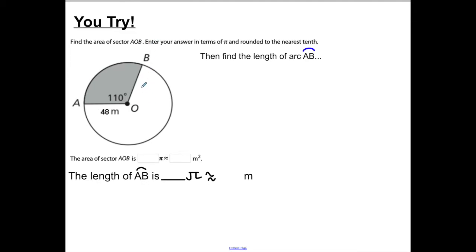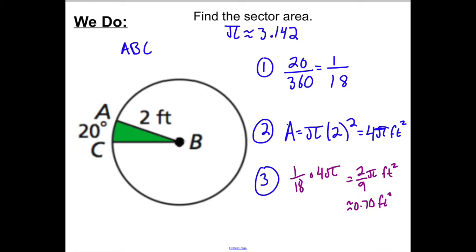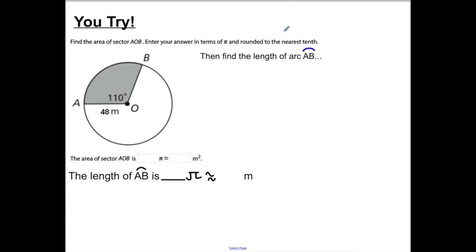What I want you to do is this. You have 110 as your angle. You have 48 as your radius. I want you to calculate the length of the arc and the sector area. You need to enter your answer in terms of pi. So write one where we leave it as pi, and another where you round it to the nearest tenth. In this case, let pi equal 3.14. Pause the video, find the arc length AB and the area of AOB, give it to me in terms of pi, and round it to the nearest tenth. When you're ready, unpause, and I'll show you what I got.